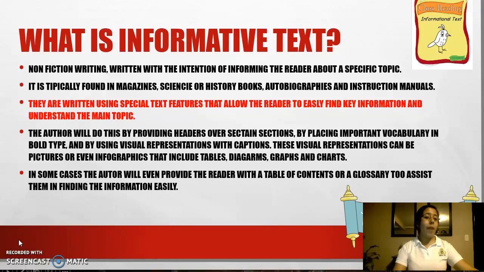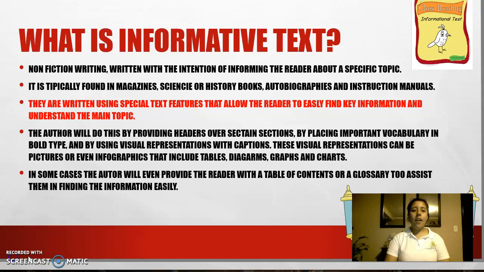Continue with the information text. It is non-fiction writing, written with the intention of informing the reader about specific topics. It is typically found in science or history books, autobiographies, and instruction manuals. They are written using special text features that allow the reader to easily pick out information and understand the main topic.